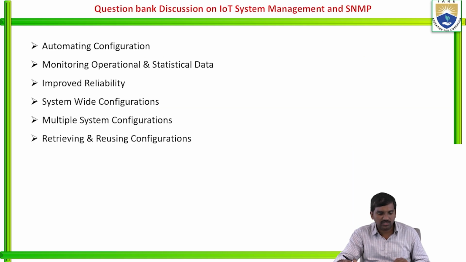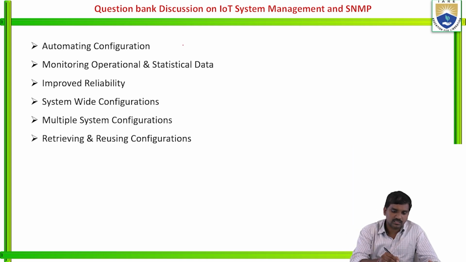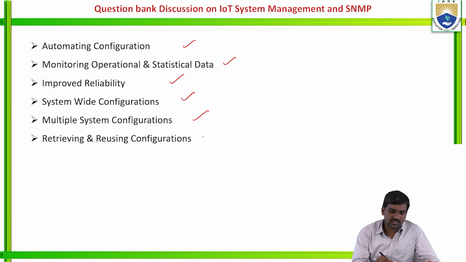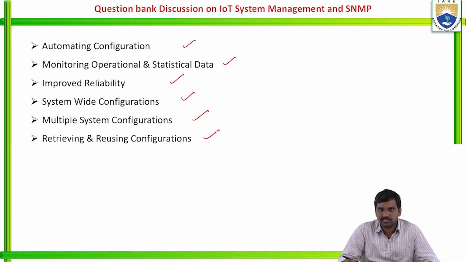Let's start with the main actual content of IoT system management. It has automatic configuration, monitoring operational and statistical data, improved reliability, system-wide configuration, multiple system configuration, and retrieving and reusing configuration. These are the important specifications before going to explain IoT system management.